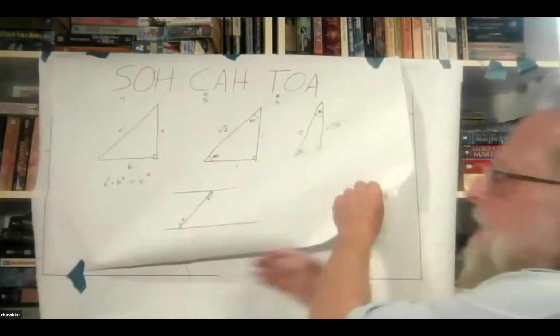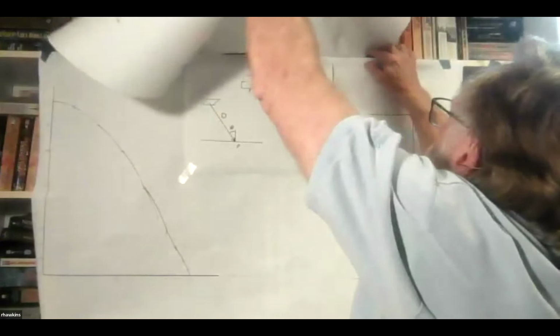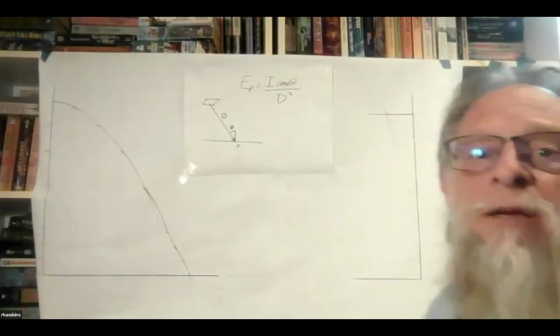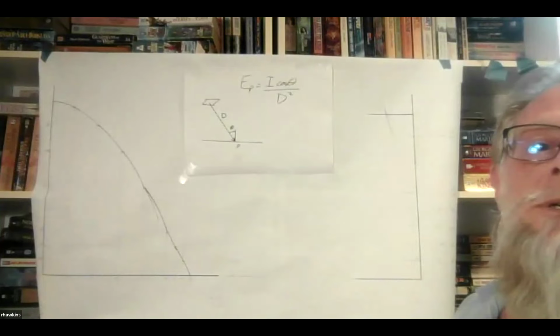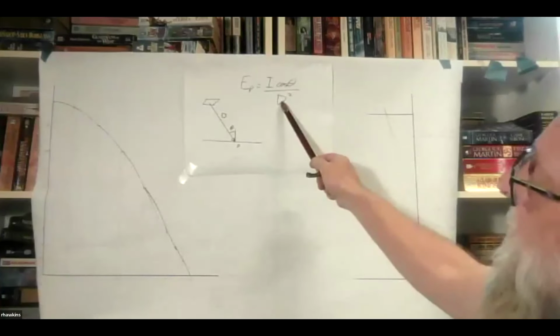Now, magic, here we go. Ta-da. All right, can everybody see that one too? Yes. Cool. So there she is: E equals I cos theta over D squared.